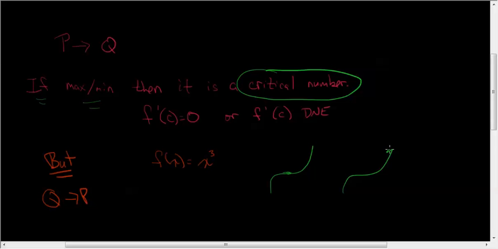X cubed is a good example of that. X cubed looks like this. It has 0 turning points. X to the 1/3, we saw that one earlier. Although 0 is a critical number, f prime is 1/3 x to the -2/3, which does not exist when x equals 0. Even though that's a critical number, it's not a min or a max. So one more time, if you have a min or a max, that will occur at a critical number. However, the inverse is not true. Just because you have a critical number does not mean that you have a min or max.